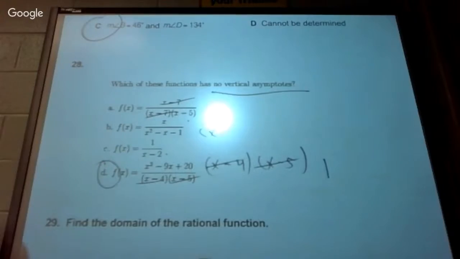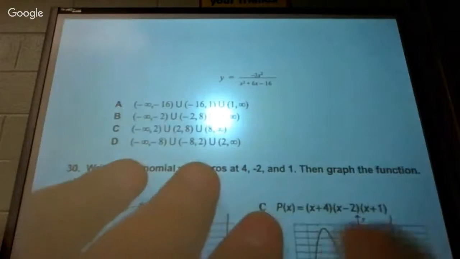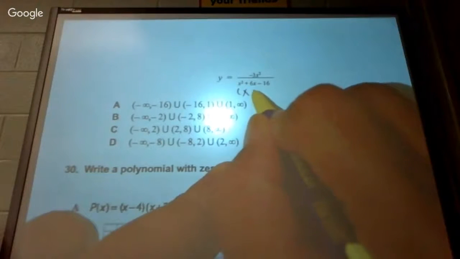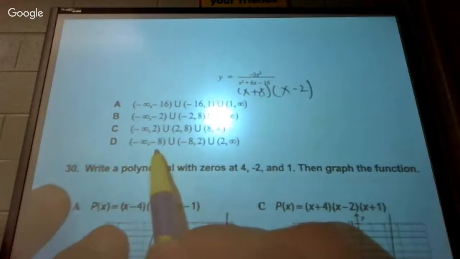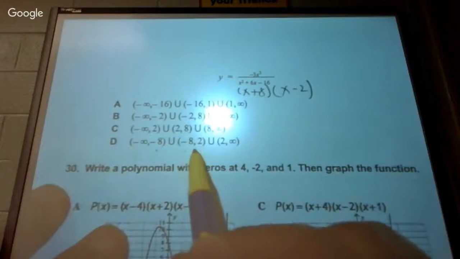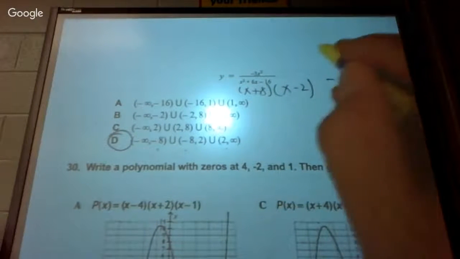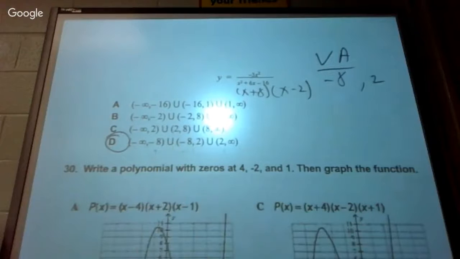Number 29, find the domain of the rational function. Okay. So here we are once again talking about, let's factor this. That's 8 and 2. x plus 8, x minus 2. So we have vertical asymptotes at negative 8 and positive 2. It goes from negative infinity to negative 8, from negative 8 to positive 2, and then from positive 2 to infinity. D. Negative 8 and positive 2 are the VAs, the vertical asymptotes, and that's why that's listed like that. These U's are called unions, by the way.